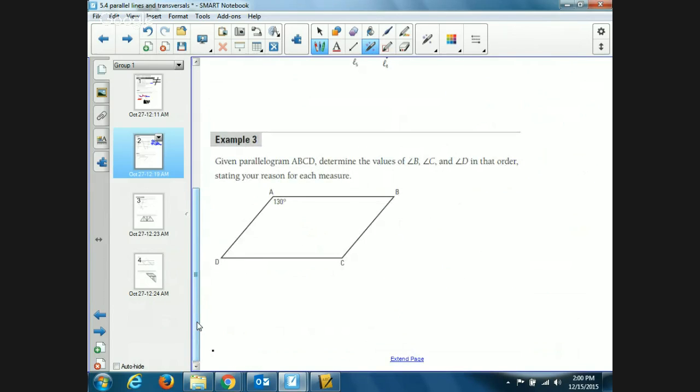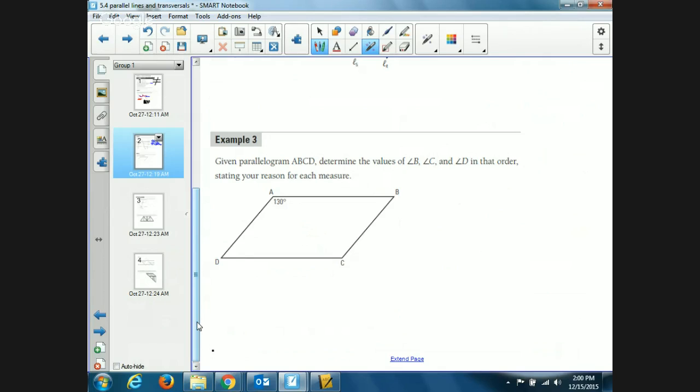Then try example 3, pause right now and then start her up. Given, okay, let's go over this. Given parallelogram ABCD, that's this picture below, determine the values of angle A, or no, A is given, angle B, C, and D in that order. State a reason for each measure.